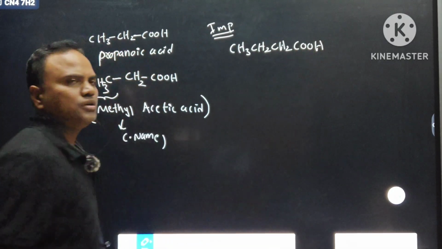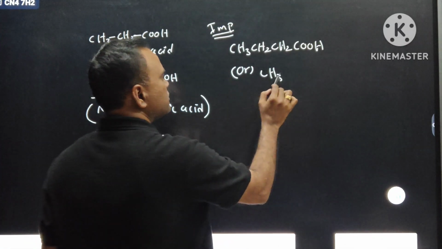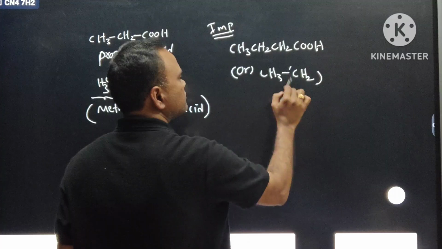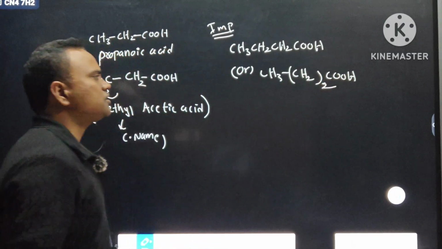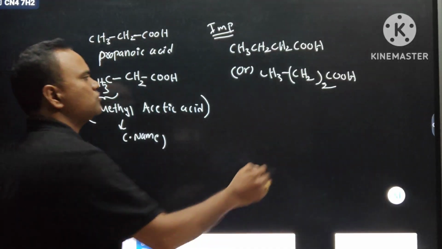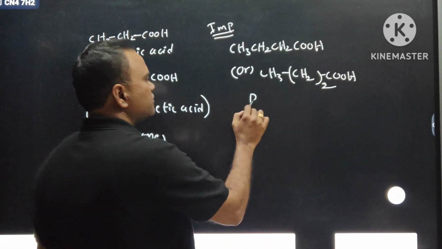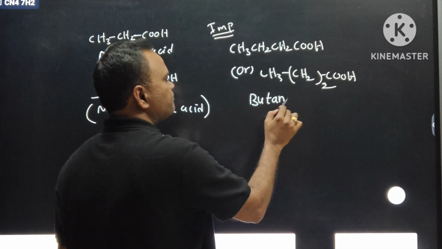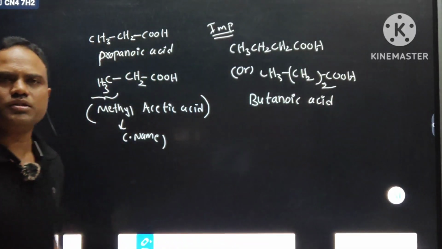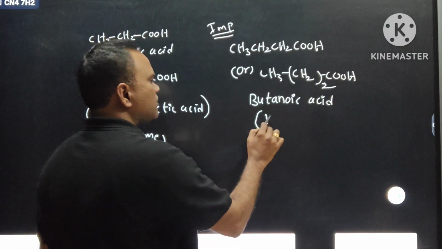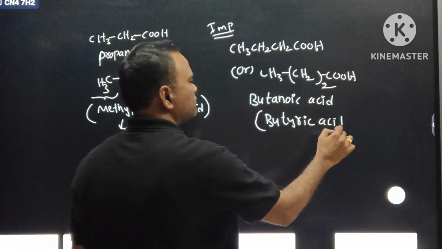CH3CH2COOH. You can represent this structure like this: CH3CH2 two times, COOH. Both are same. In the middle, two CH2 groups are present. Its name is butanoic acid. The IUPAC name is butanoic acid. 4 carbons are present, so butanoic acid. The common name is butyric acid. It is present in butter. Butyric acid.